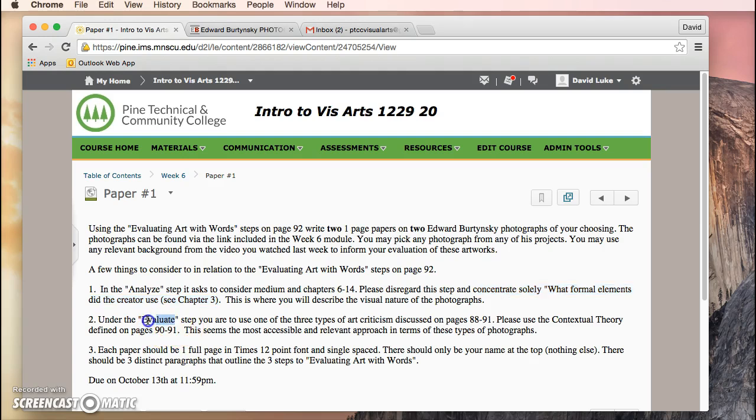Your third paragraph is going to be evaluate. Okay. And the idea here is that you're going to be using this contextual theory to talk about what in the modern day these photographs might mean. On step 3, it asks all these questions. It says, is it innovative?